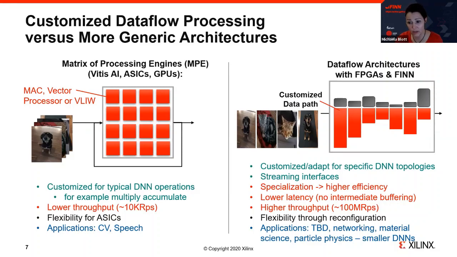This specialization brings a number of advantages. Efficiency, we only instantiate what's needed. Latency, as we don't need to buffer before and after layers. And finally, higher throughput. This architecture can scale to hundreds of millions of requests per second, as we will show you.